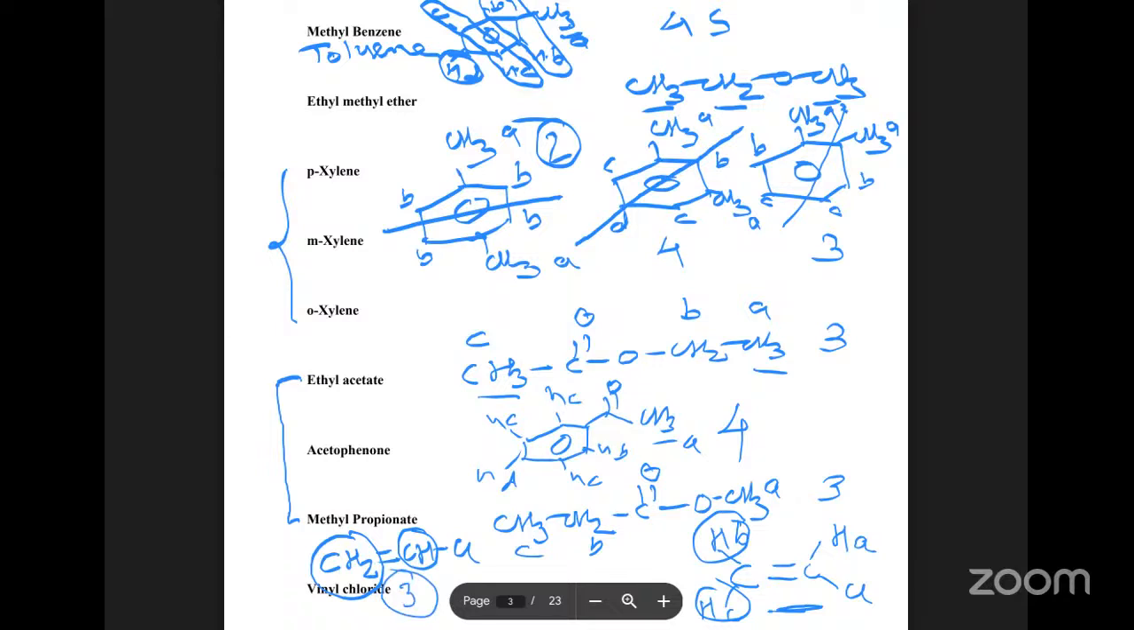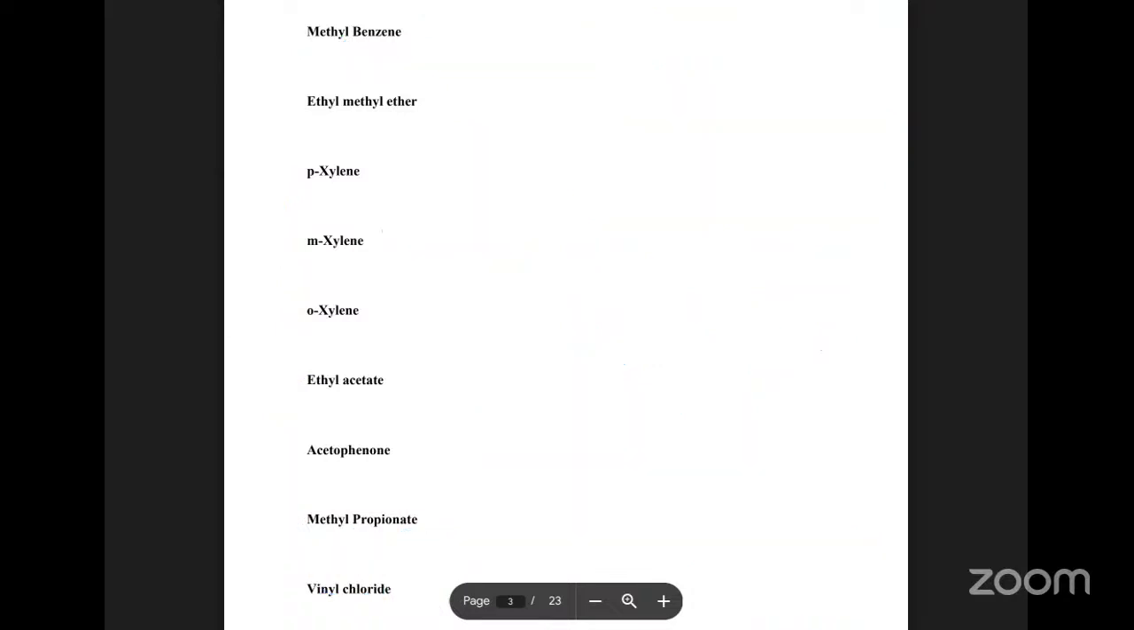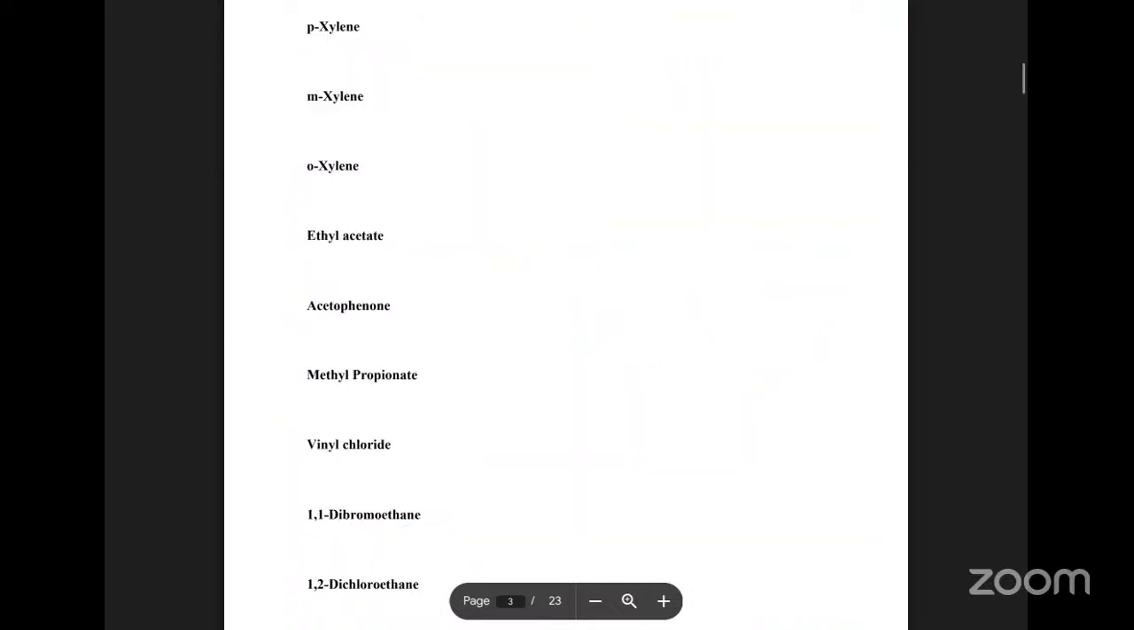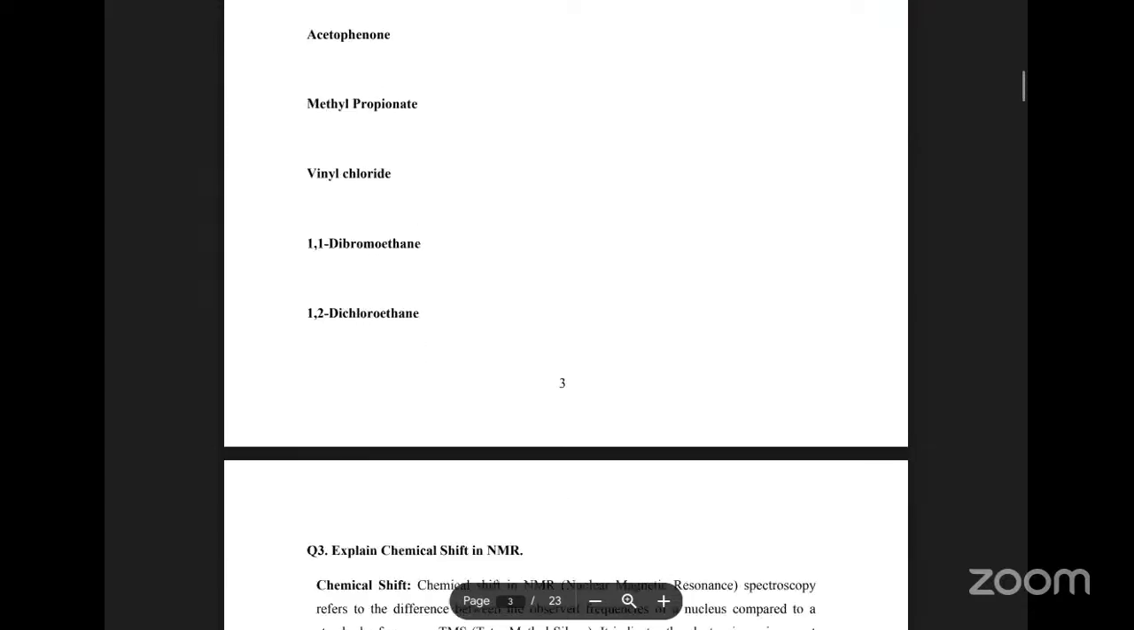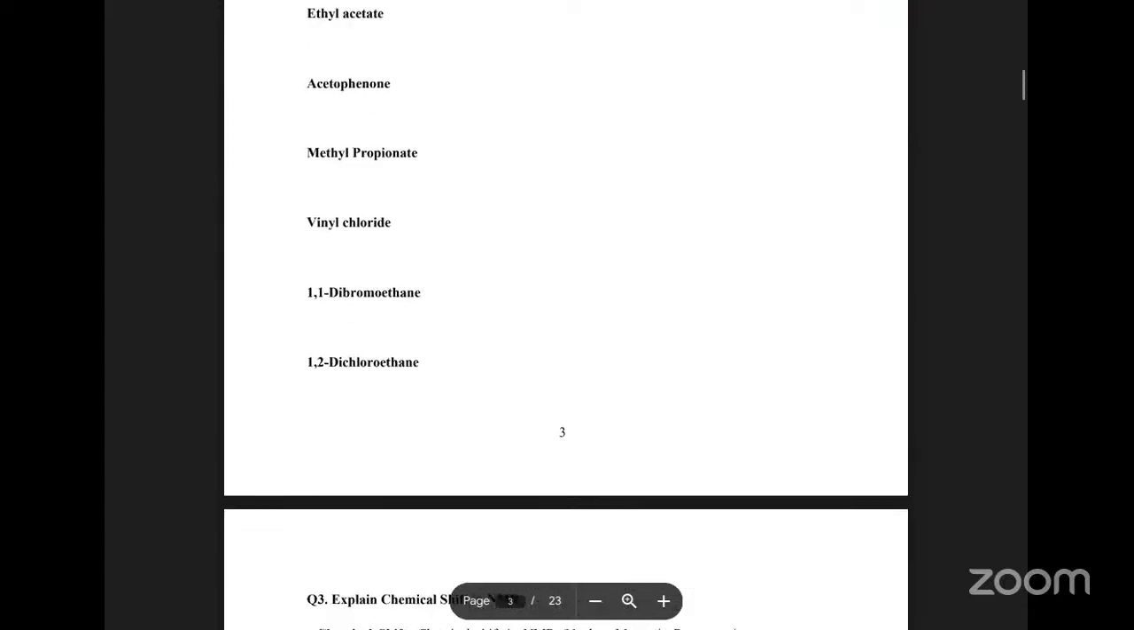So these are the signals for vinyl chloride and the different structures. We have included aromatic, ketone, and aromatic hydrocarbon too. Let's move on to the next. We have a couple of structures more. These are all questions normally asked in the university exams.